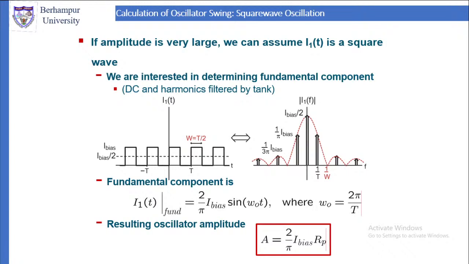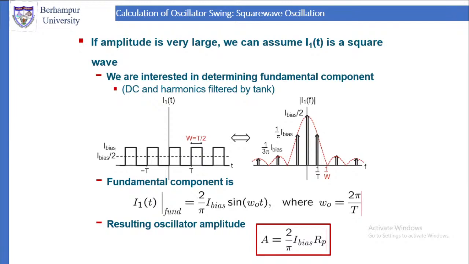When you say any sinusoidal wave, the lowest frequency is called the fundamental frequency. Other sinusoidal waves with other frequencies are harmonics. So we'll consider the fundamental. Our interest is determining the fundamental component. Why? Because at the fundamental component, the amplitude is maximum, and other components are filtered out. The harmonics are filtered by the tank circuit. The tank circuit filters them out.